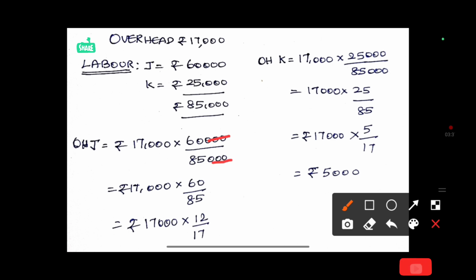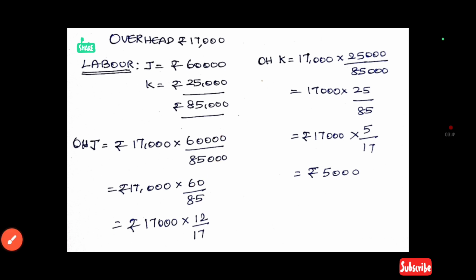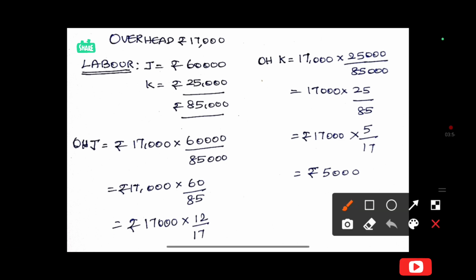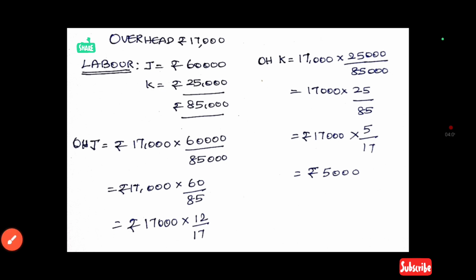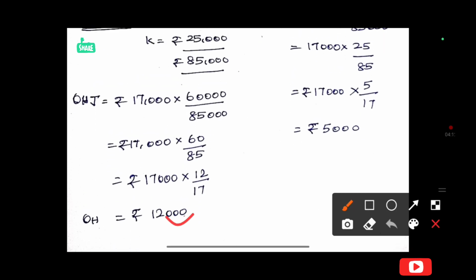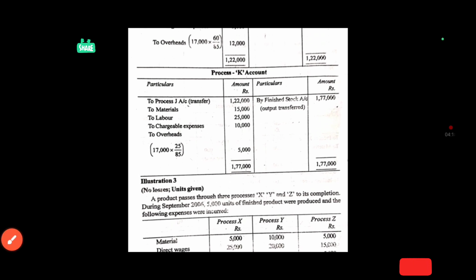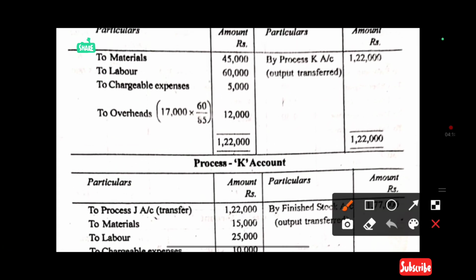Again you can simplify this value by dividing by 5. How many 5s are 60? 12 fives are 60. How many 5s are 85? 17 fives are 85. After simplifying you get 12 by 17, which means the ratio for labor is 12 is to 17. It will be calculated with the 17,000 overhead: 17,000 into 12 divided by 17, you get 12,000 rupees. So process J's overhead is 12,000 rupees.